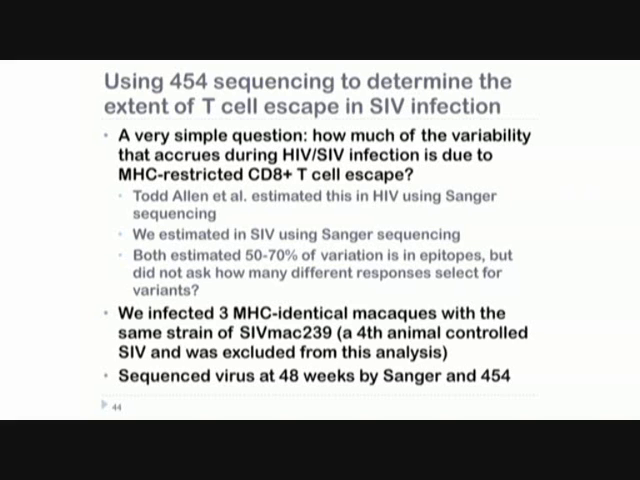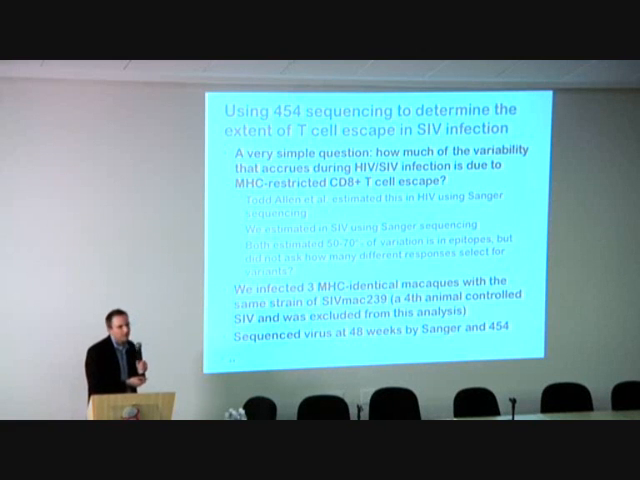And for the purposes of this analysis, I'm going to exclude that fourth animal that controlled its SIV because it did have, as Shelby said, a different pattern of immune selection. We then waited about a year, and we sequenced the virus in these animals at 48 weeks post-infection by both Sanger and 454.